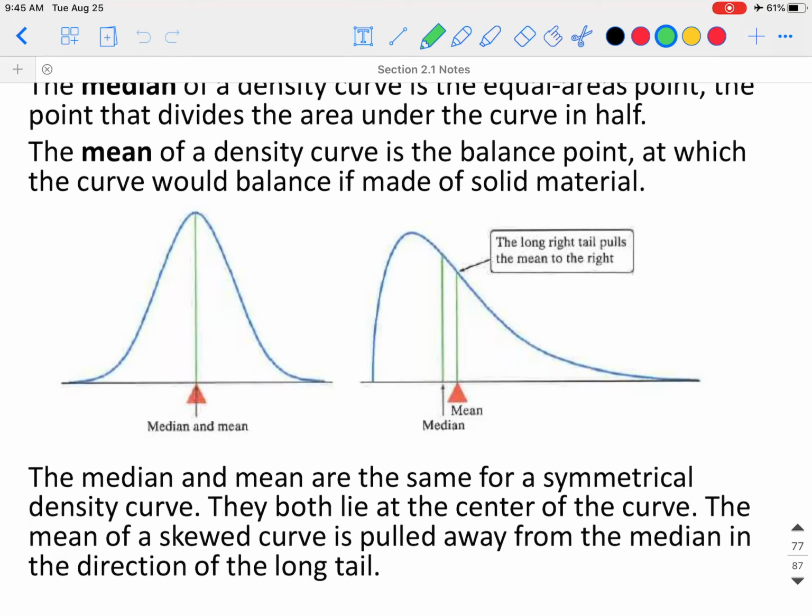If we have skewed data, the mean of the skewed curve is pulling away from the median in the direction of the long tail. So if your data is skewed, the mean will always be closer to the tail than the median is.